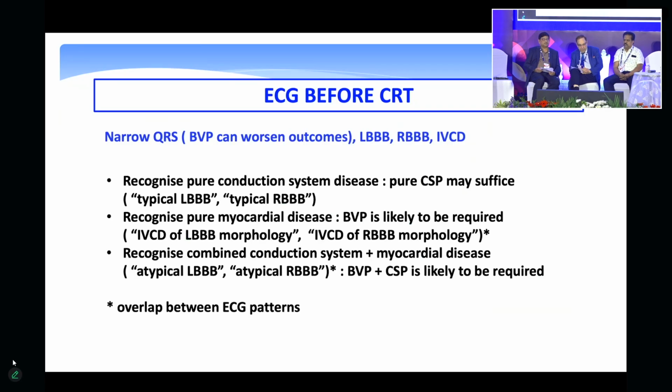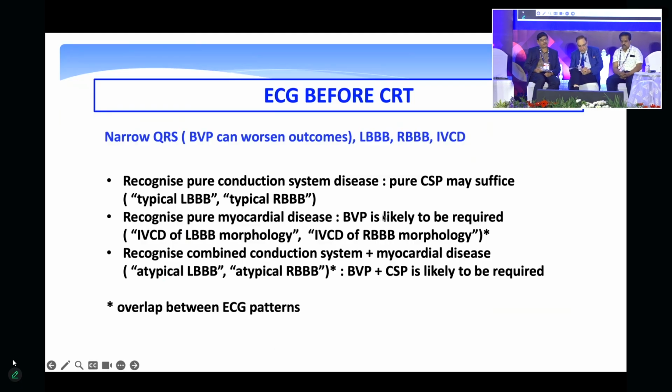And even then, Shanmuga also alluded to this briefly, it is important to recognize which patients have a pure conduction system disease, meaning a pure left bundle branch block. Let us call it typical LBBB, where pure conduction system pacing might do. And at the other extreme, patients with pure myocardial disease, where posterolateral vein pacing or biventricular pacing is likely to be required. And some patients will have a combination of both, conduction system and myocardial disease.